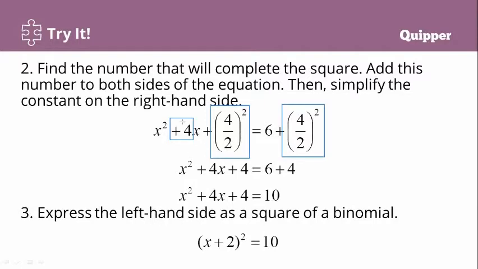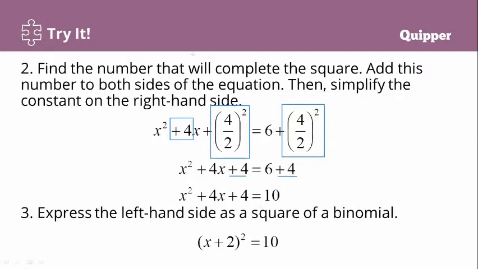So we have x squared plus 4x, then 4 divided by 2 is 2, squared that is 4. Okay, so that is 4. Same with the other side, 4 divided by 2 is 2, squared that is also 4. With that, we simplify x squared plus 4x plus 4 equals 6 plus 4. And 6 plus 4 is 10.